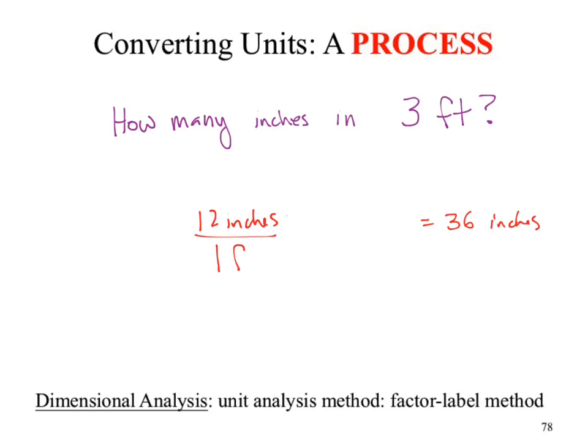12 inches over 1 foot times 3 feet. Your units cancel, and now 12 times 3 equals 36, and the unit left over would be inches. And you might be saying, well, isn't that kind of dumb? Couldn't I have just done that on my own?